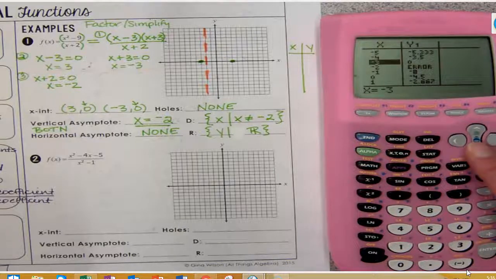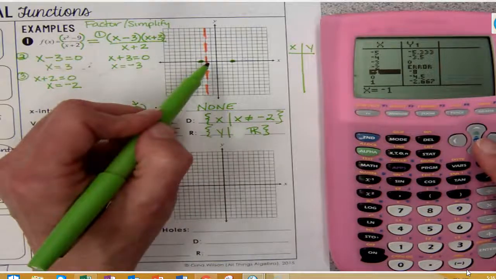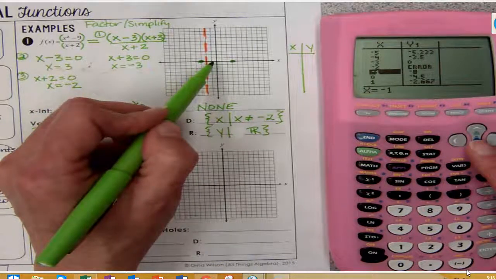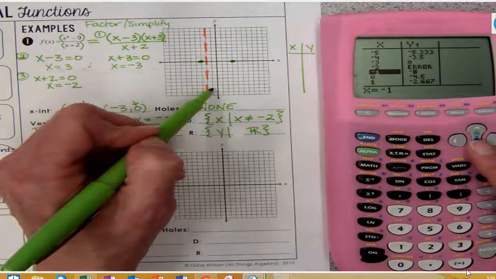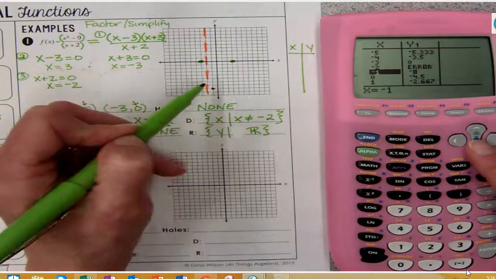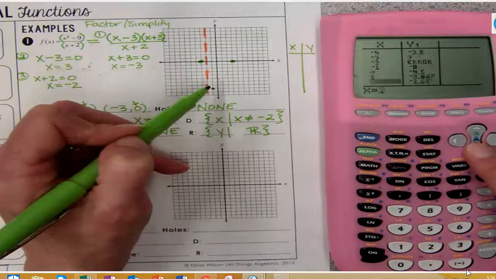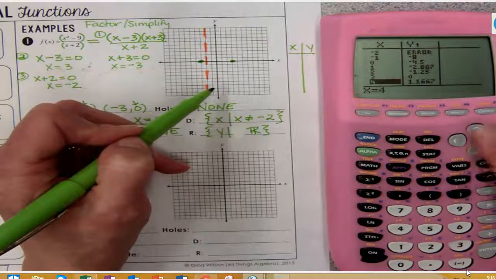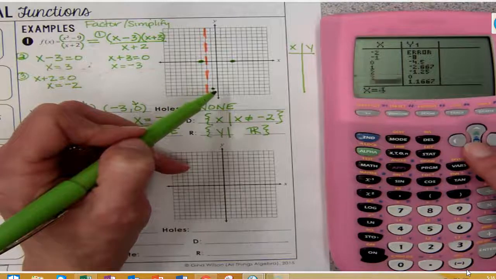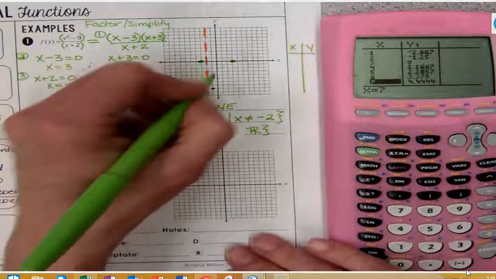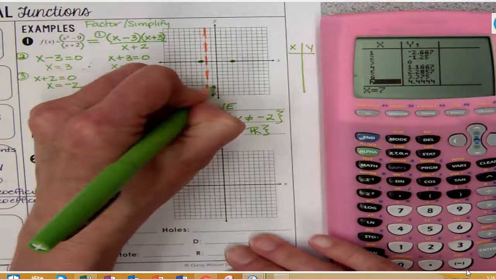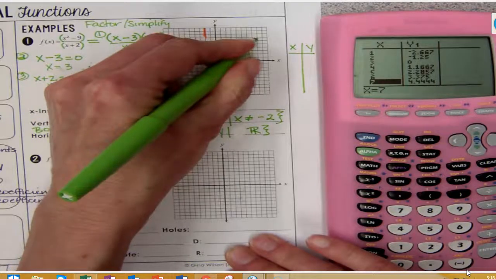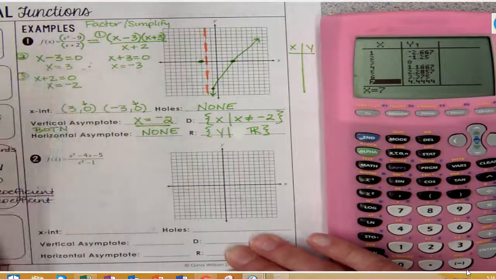And I've got negative 3, 0, good. I've got 1, negative 8, so I'm going to do negative 1, negative 8. That's going to be down here. And I've got 3, 0, which is good. So if I were to go ahead and graph that, that would look like that.